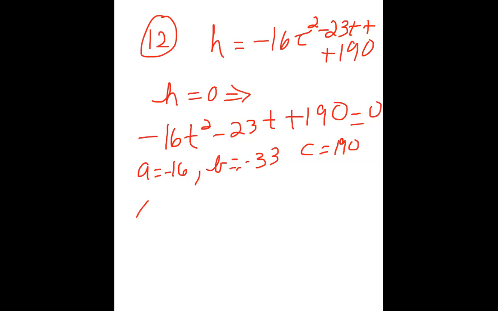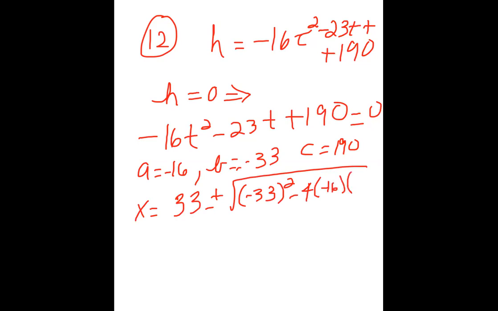Now you grab your calculator. Actually, just plug everything into the formula first. The opposite of b is 23, plus or minus the square root of -23 squared minus 4 times a, which is -16, times 190, and all of this gets divided by 2 times a, which is negative 16.